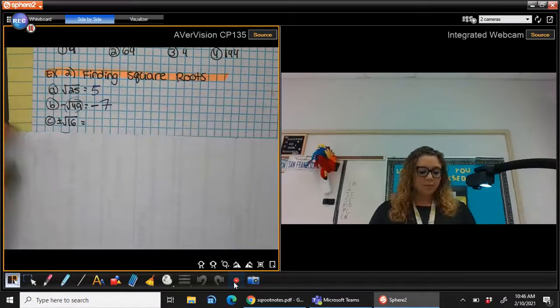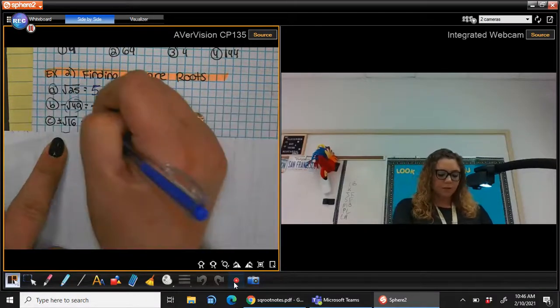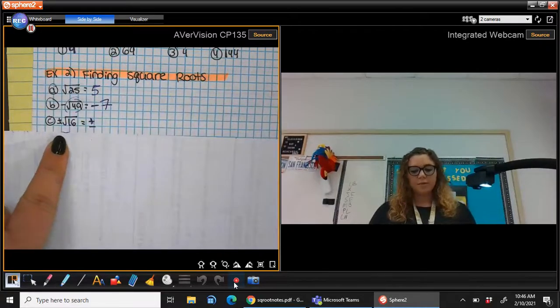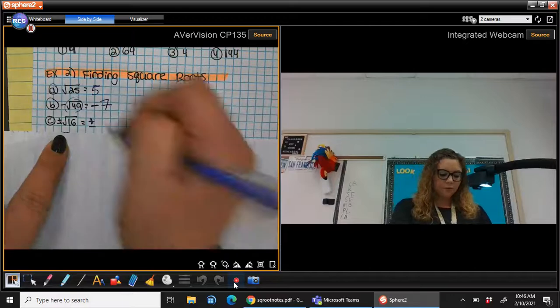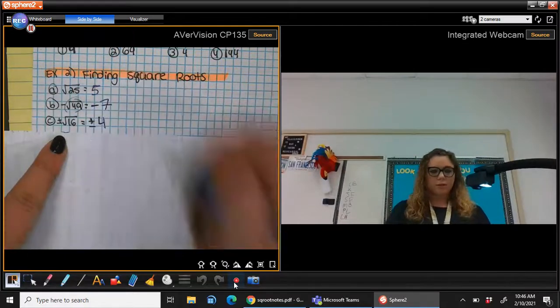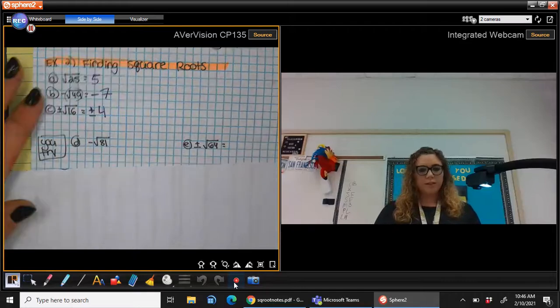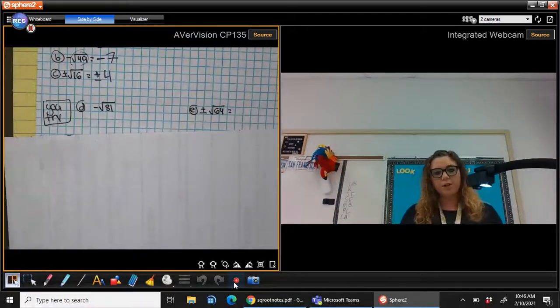And then lastly, this plus and minus means you're going to have 2. 1 negative, 1 positive. So what times what will give you 16? 4. And that's my answer. So try doing these on your notes. Press pause and then come back to find the answers.